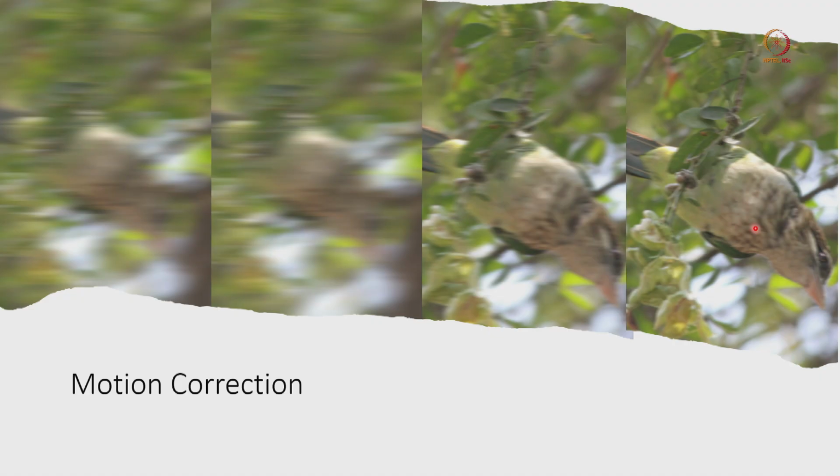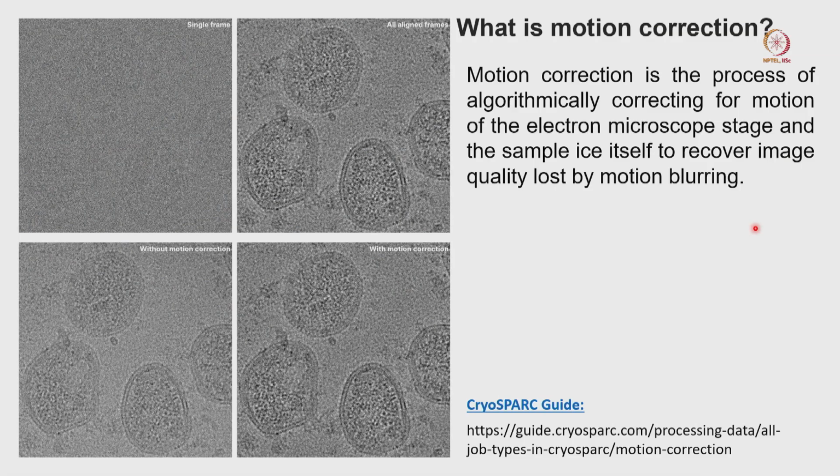Exactly the same mechanism we implement when we are doing our cryo imaging. As I already mentioned a couple of times, if you recall, whenever we collect data we are collecting multiple frames. Generally we are using 40 to 80 electrons per angstrom square.